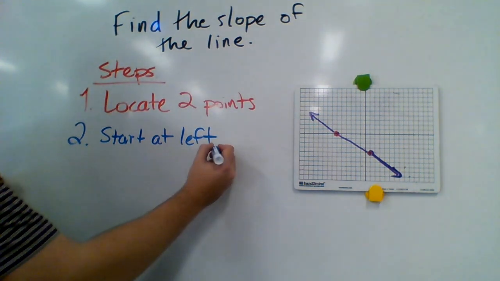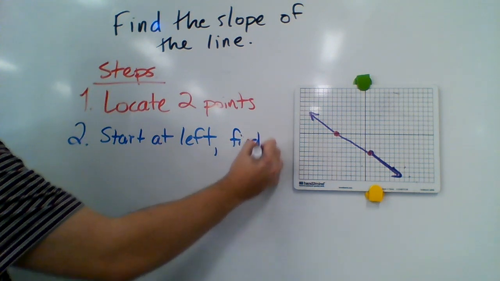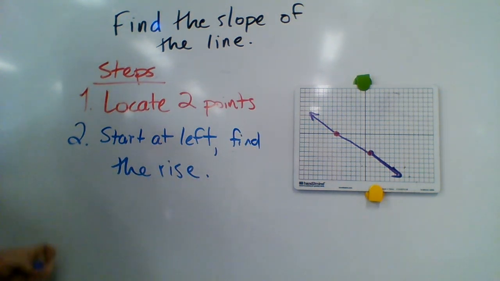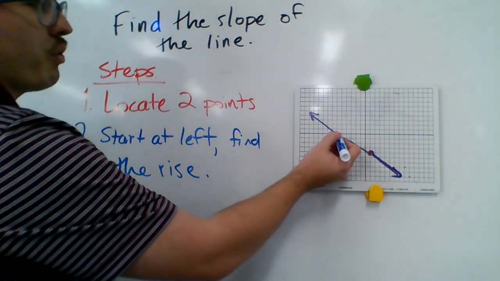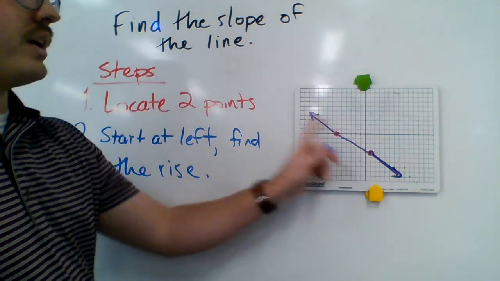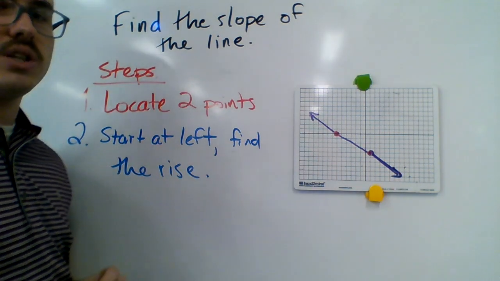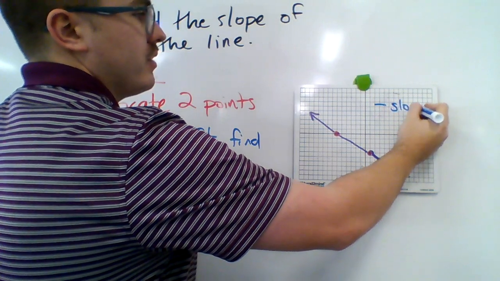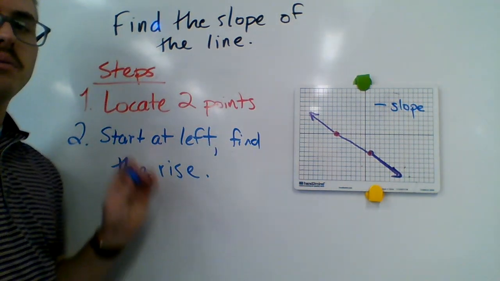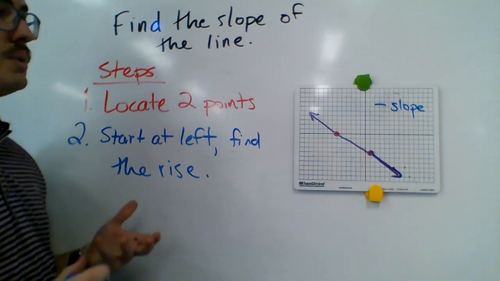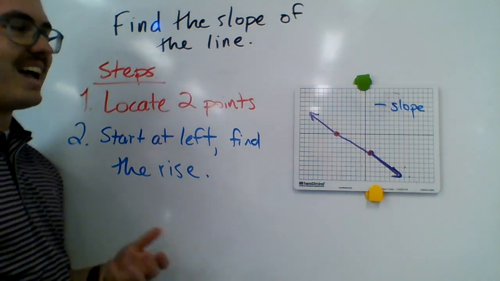We're going to start at the left point and find the rise. So I'm going to start at this left point. Now, one thing you should notice is that this one moves down as you go to the right. That means it's going to have a negative slope. If it moves down as you go to the right, it's going to be a negative slope, which means my rise is going to be a negative number.